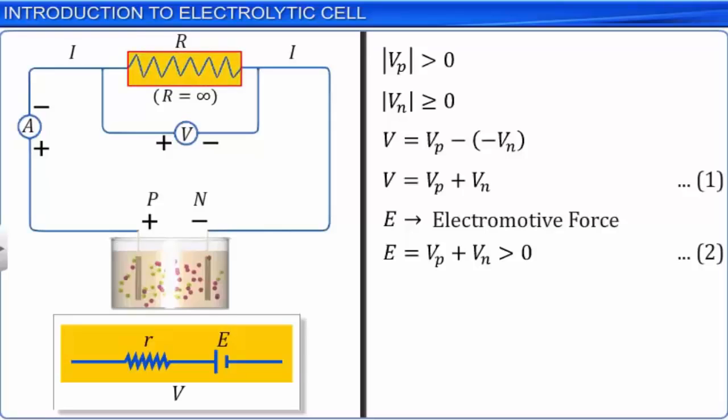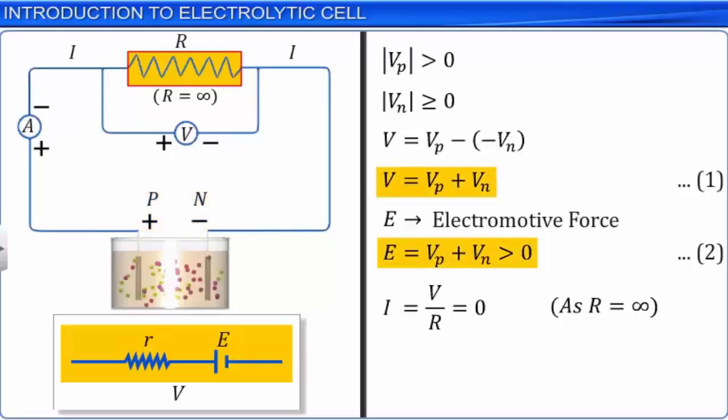We can now write I is equal to V divided by R equal to 0. Here, V is the potential difference between P and N measured across the resistor. From equations 1 and 2, V, the potential difference between P and N measured across the electrolyte, is written as V is equal to E. Let this be equation 3.